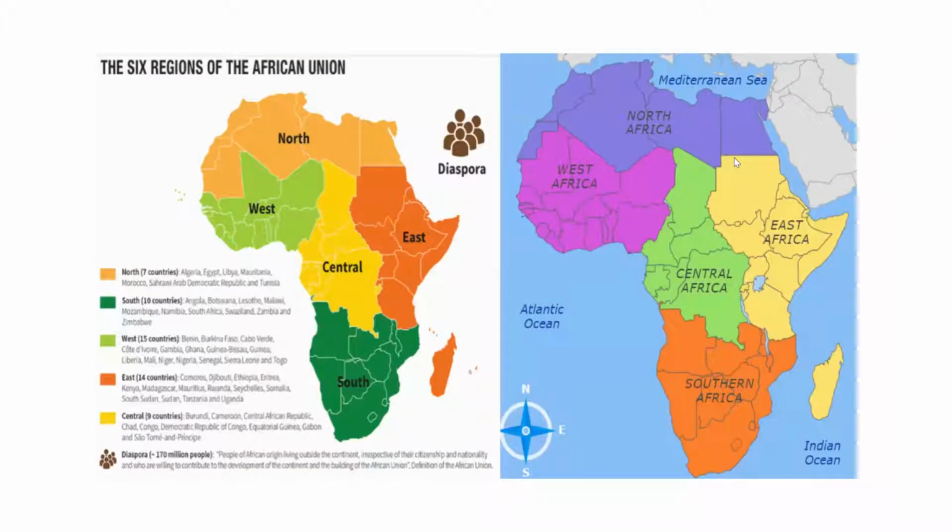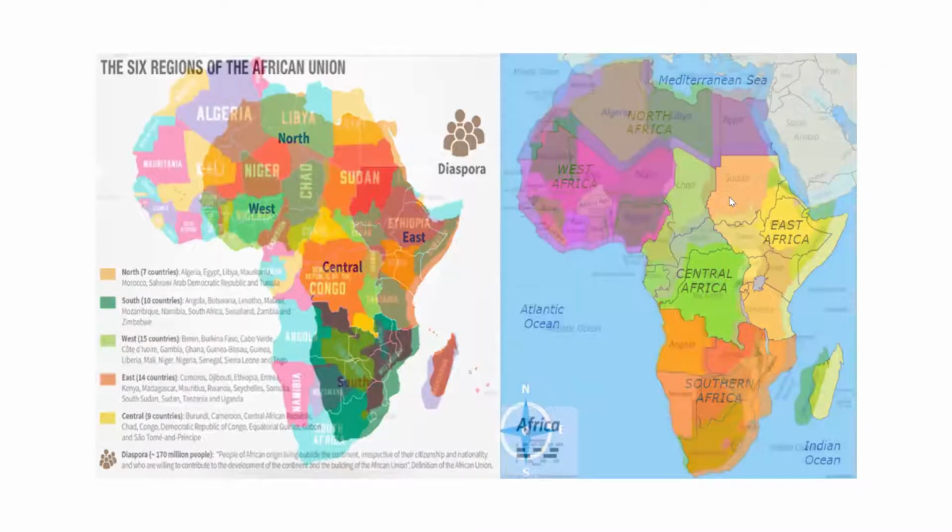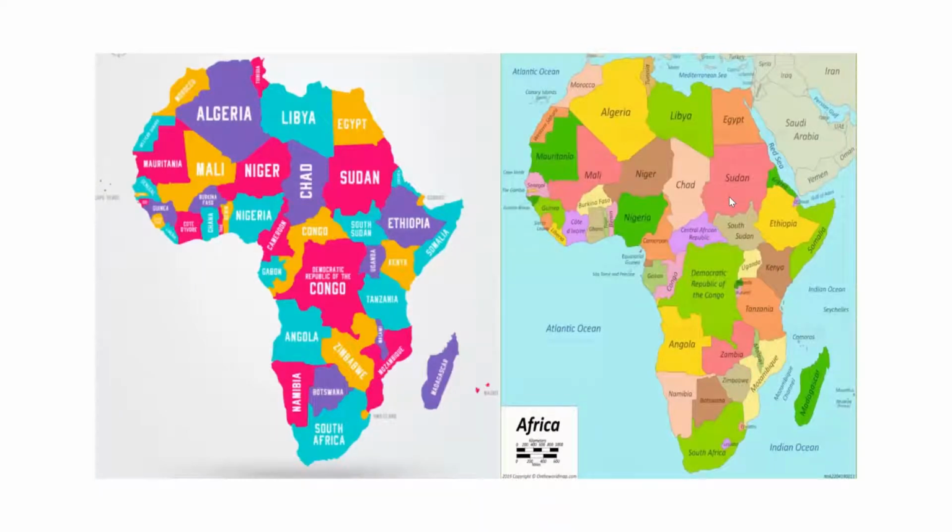The 5 regions are North Africa, West Africa, Central Africa, East Africa, and Southern Africa. Madagascar is considered to be in East Africa. Here are the 54 countries that encompass Africa. South Sudan is the newest country. Africa is the second largest continent in the world.